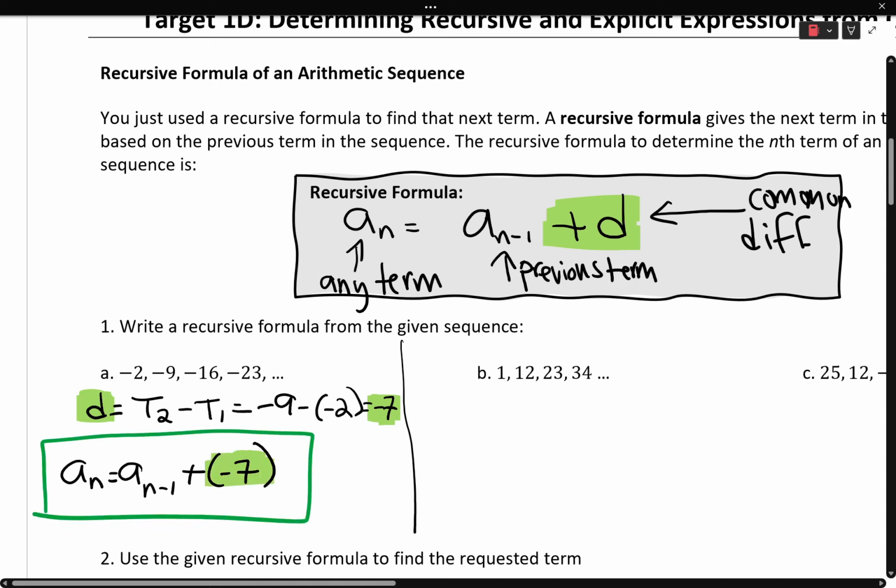Let's do the same thing for B. To find the common difference, we'll do term 2 minus term 1. In this case, it's 11. And let's just plug this into our formula. An equals an minus 1 plus 11.